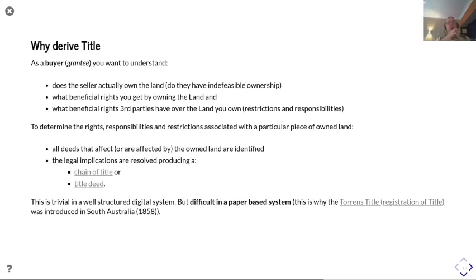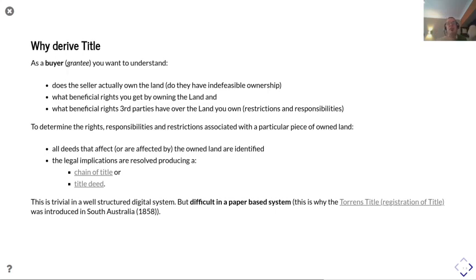So why would you derive title? Well, as a buyer, i.e. a grantee, you want to understand whether the seller actually owns the land, that chain of title concept that we talked about earlier on. But you also want to find out what beneficial rights you might get by owning that land. This land might not be connected to a road. Do you get a right of access through your neighbour's land to actually get to the road? That's useful to know. But also what beneficial rights third parties have over the land that you own. Does somebody else have a right of access over your land? Those things become restrictions or responsibilities that you as a landowner have to make sure that you deliver.